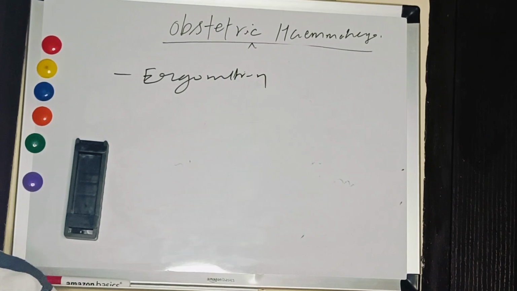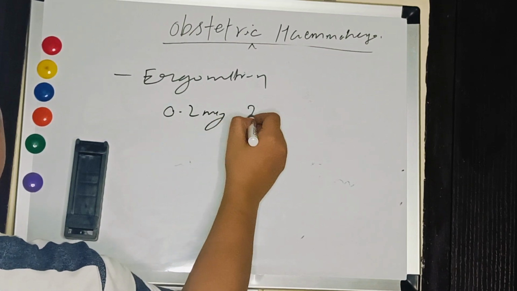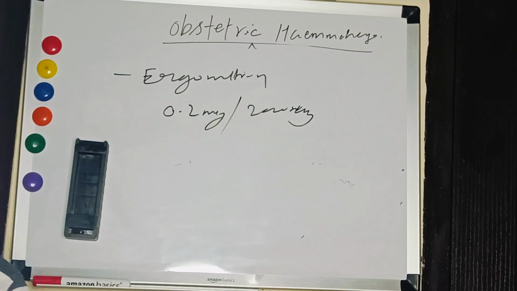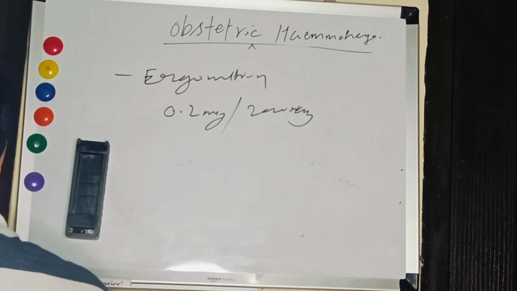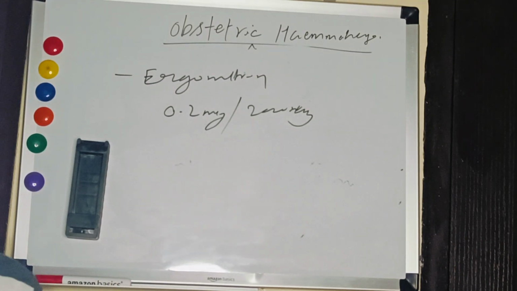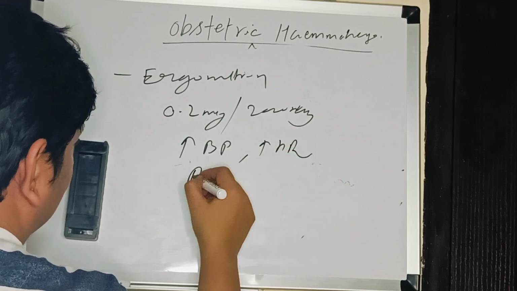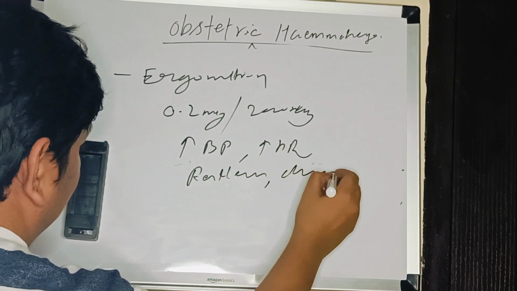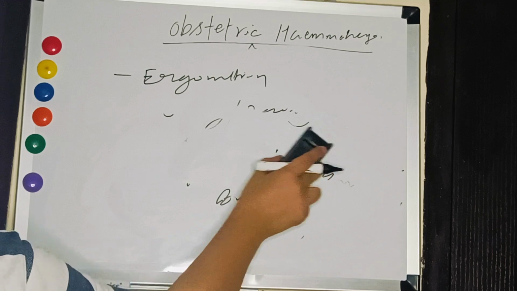Methylergometrine: dose is 0.2 milligram or 200 microgram, slow IV or IM, 8 hourly. Adverse effects are nausea, vomiting, vasoconstriction, marked rise of blood pressure. It is avoided in preeclampsia and cardiovascular disorders. Problems are accelerated hypertension, tachycardia, restlessness, chest pain, breathlessness. These are the problems with methylergometrine, so it has to be given very cautiously.